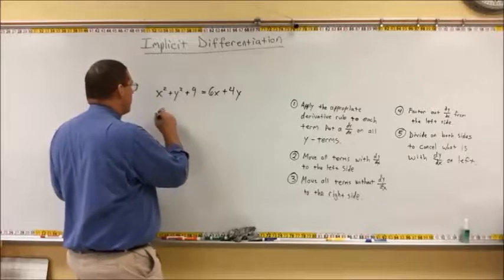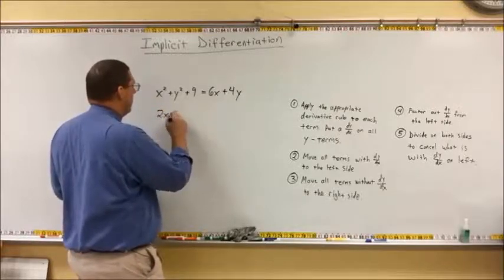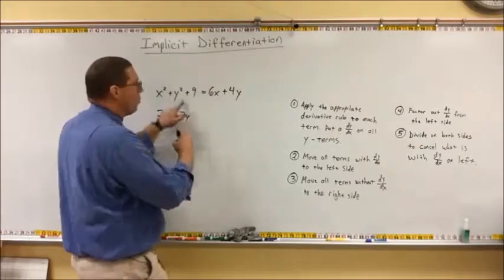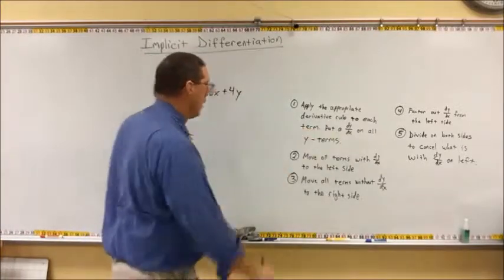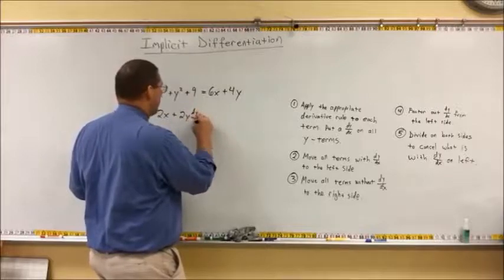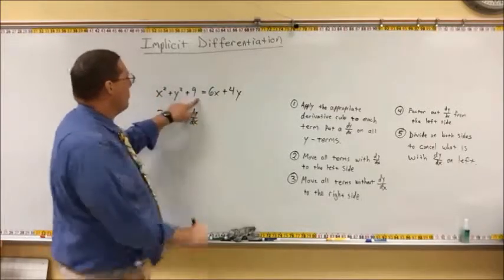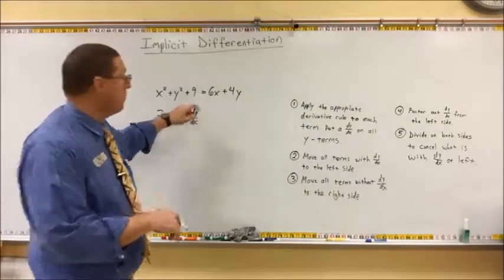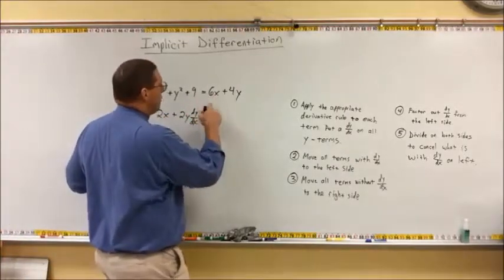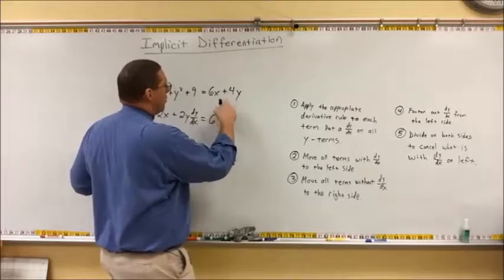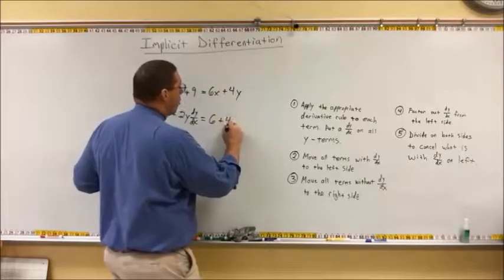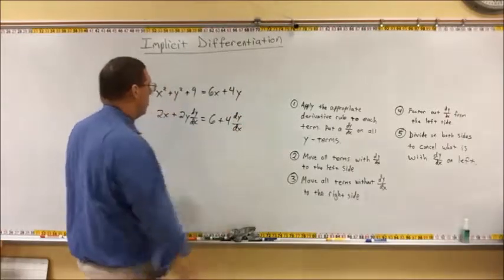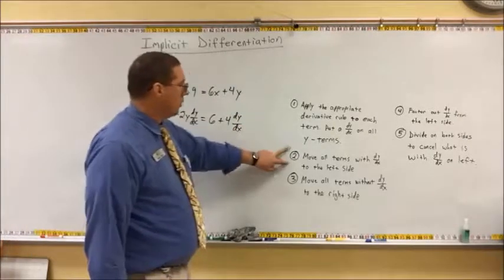The derivative of x squared is 2x plus the derivative of y squared is 2y, but because it's a y term, we're going to put a dy/dx on it. So 2y dy/dx. Now, the derivative of the constant 9 is 0, so we're just going to leave that out. That goes away. Equals, the derivative of 6x is 6. The derivative of 4y is 4, but because it's a y term, we're going to put a dy/dx on it. There we go.